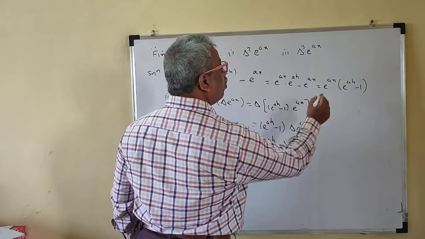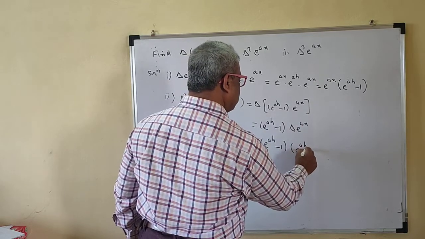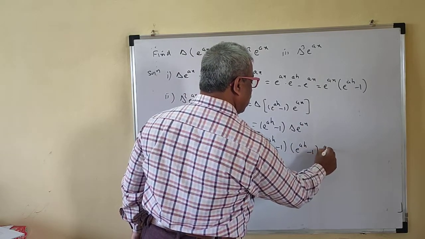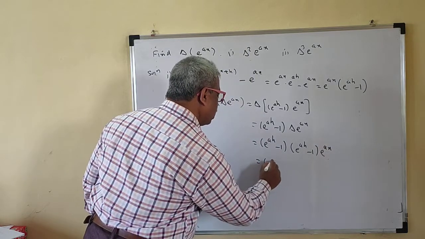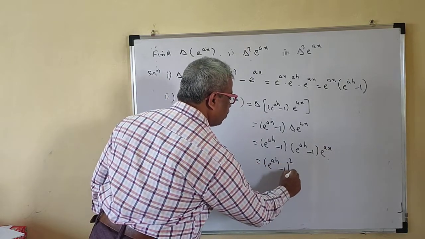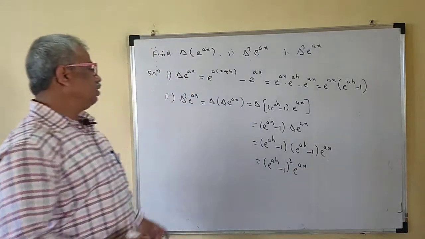This is also the same thing now: e raised to ah minus 1 times e raised to ax. So this will be e raised to ah minus 1 whole square times e raised to ax. This is your del square.